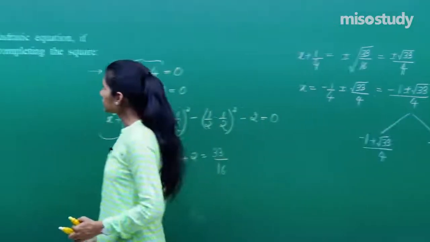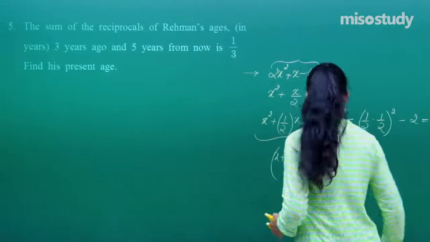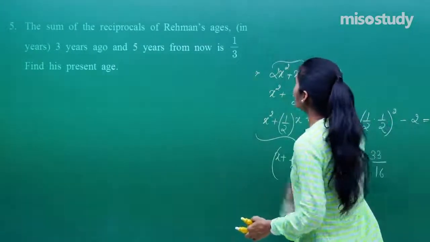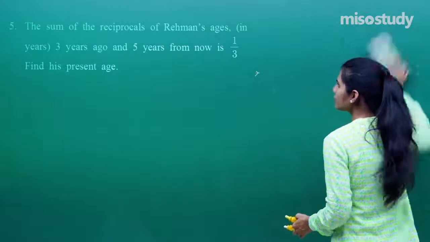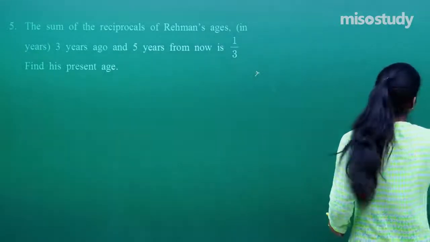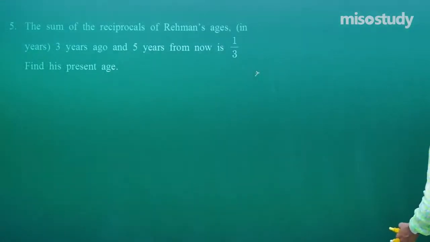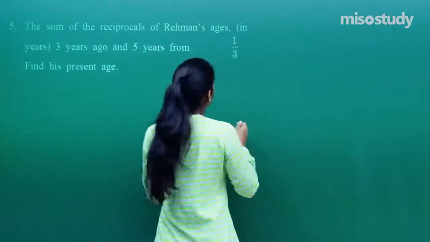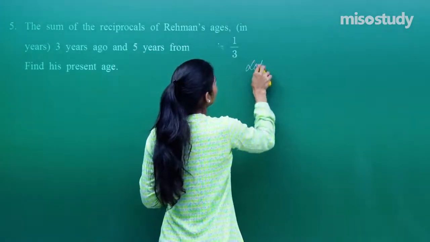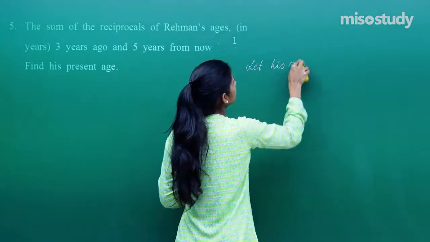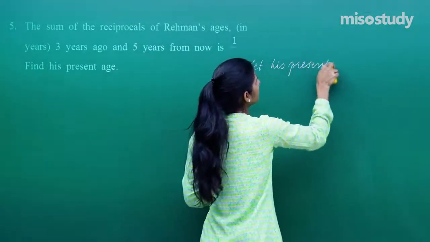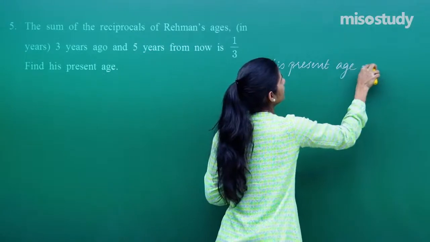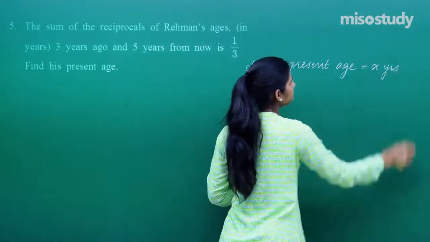Next question says what? The sum of the reciprocals of Rahman's age 3 years ago and 5 years from now is 1 by 3. Find his present age. What is the question trying to say? We need to find the present age. I am saying let his present age be equal to x years.